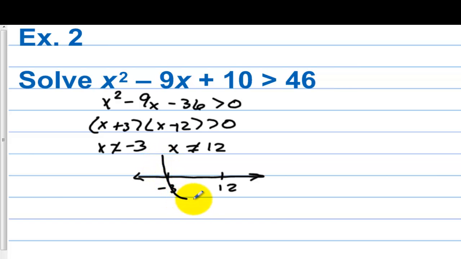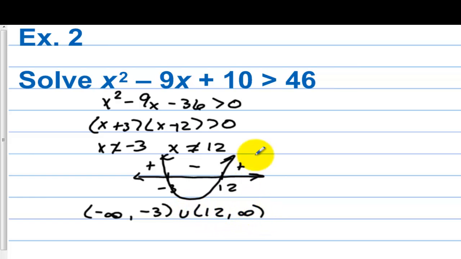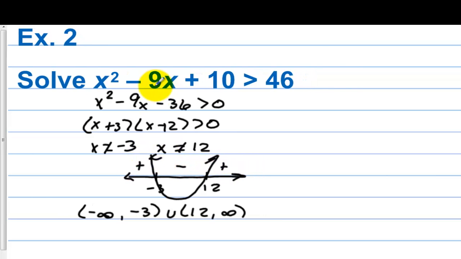And again, this is a parabola that opens up. And we want the positive values. Now this parabola is above the x-axis, below, and then above. The answers are going to be negative infinity to negative 3, and then union with 12 to infinity. That's where the graph is above the x-axis and the y values will be positive.